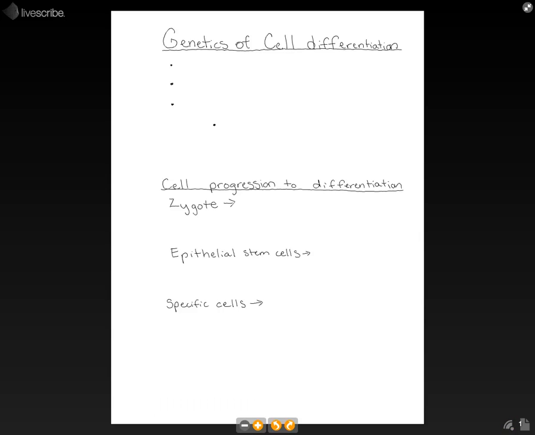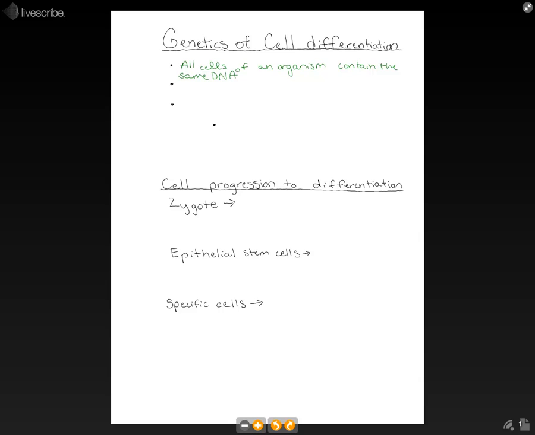In this video, we're going to talk about the genetics of cell differentiation. So we know that all cells of an organism contain the same DNA. And here we have the minor exception of red blood cells, but that's because they don't have a nucleus.